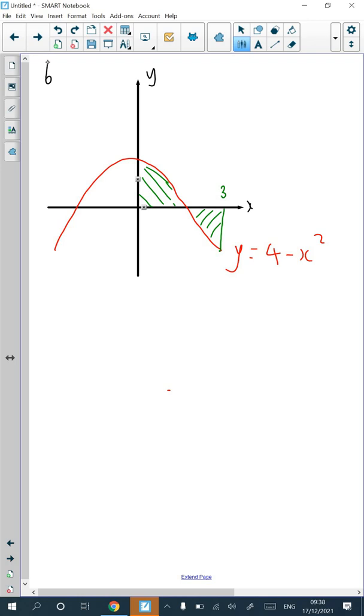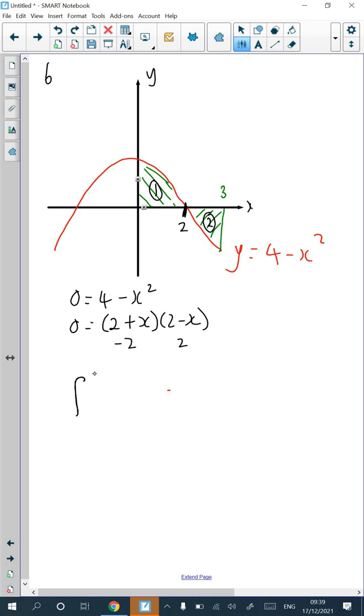So question 6. Here we've got the curve y equals 4 minus x squared. And you can see we've got a positive area and a negative area. And we want the total area. Before I go any further, I need to find that x value, and that's when y equals 0. So I know I've got 2 plus x, 2 minus x. It's a difference of 2 squares. So I'm going to have -2, and I'm going to have 2. Obviously, -2 is not being used. So it's 2. So I'm going to integrate between 2 and, of course, 0.